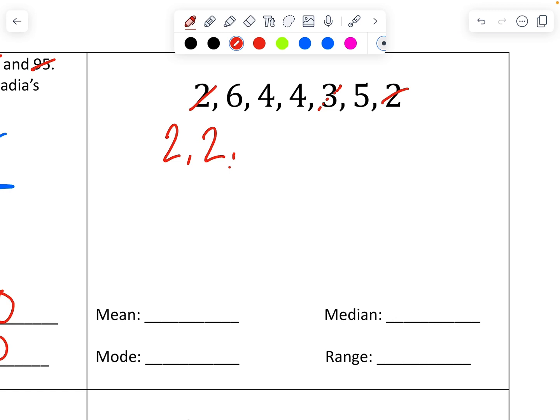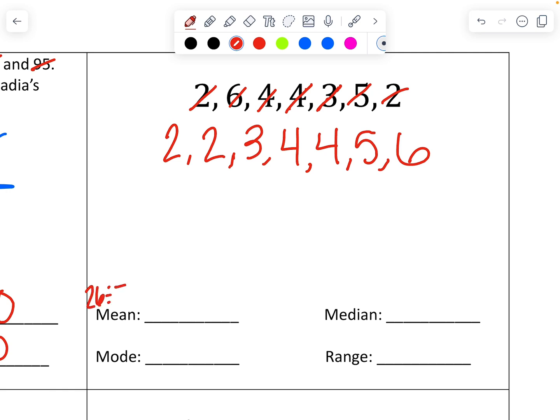Okay. So for the mean, I'm going to add them all up. So 2 plus 2 plus 3 plus 4 plus 4 plus 5 plus 6. And I get 26. And then what am I going to divide by? I'm going to divide by 7 because that's how many numbers I have. And so I am going to get a decimal, and that will round to 3 7/10, 3.7.